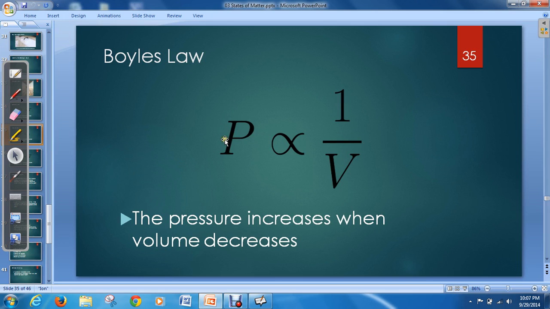Okay, so you can think about crushing a balloon. If you inflate a balloon and push on it, as you push on it, you increase the pressure, and the volume is going to go down. Okay, so that's Boyle's law.